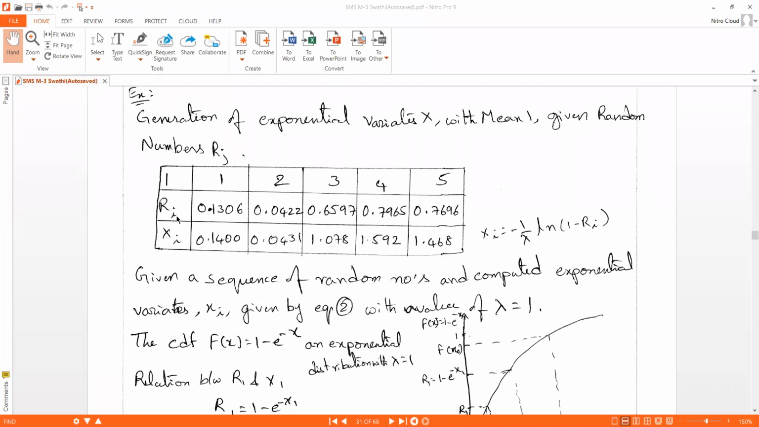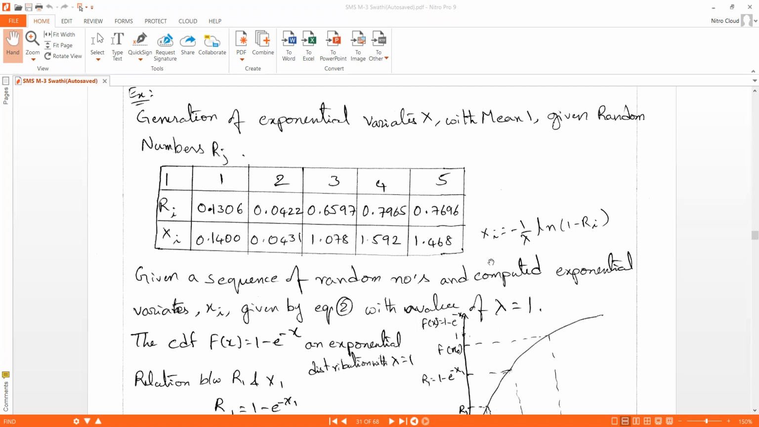Ri values are 0.1306, 0.0422, 0.6597, 0.7965, 0.7696. And Xi values are 0.1400, 0.0431, 1.078, 1.592, 1.468. These are the Ri values and Xi values given.